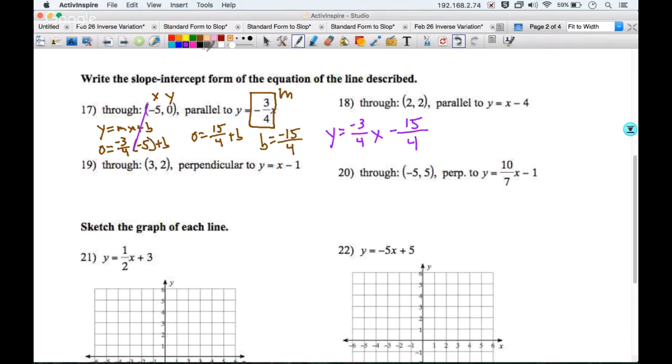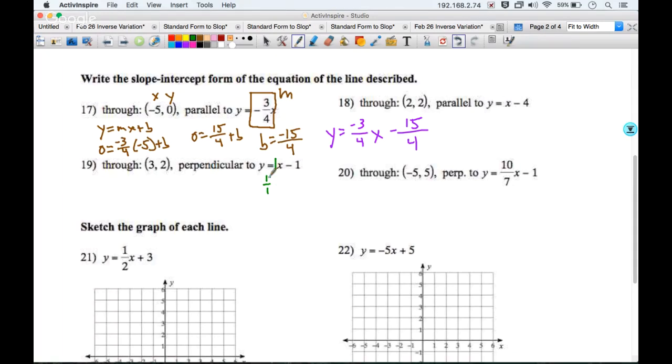All right, so that covers parallel. Let's talk real quick about perpendicular lines. Perpendicular lines have to have an opposite reciprocal slope. So this one here has a slope of 1. If I turn that into a fraction, it would be the fraction 1 over 1.